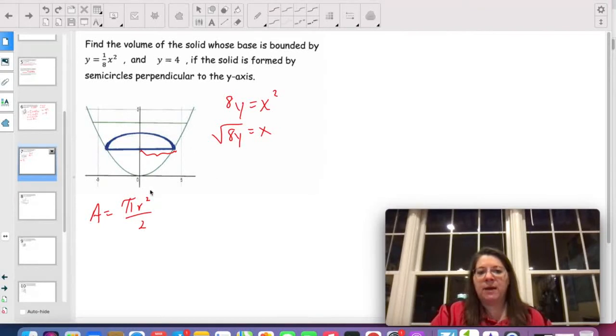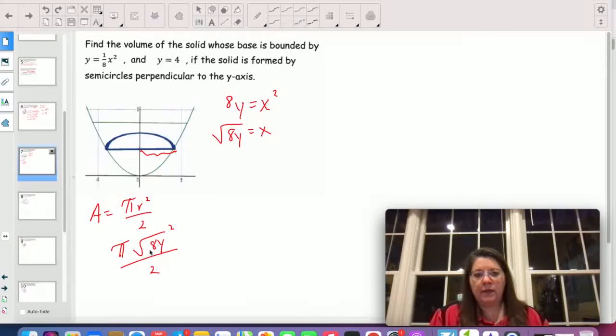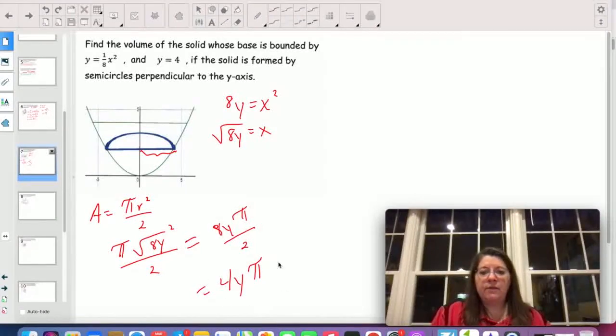I'm going to plug it into my formula for radius. So my equation here that I'm going to plug into my integral is pi times the square root of 8y squared, right? Square root of 8y is radius, and we square that, and that's over 2. So if I simplify that, my radius is 4y pi, or 4 pi times y. That would be fine as well. And pi is considered a constant, so it might be better to put 4y times pi, but either way it's fine.